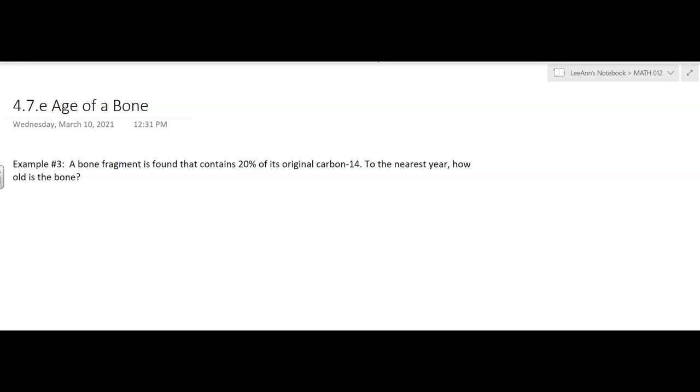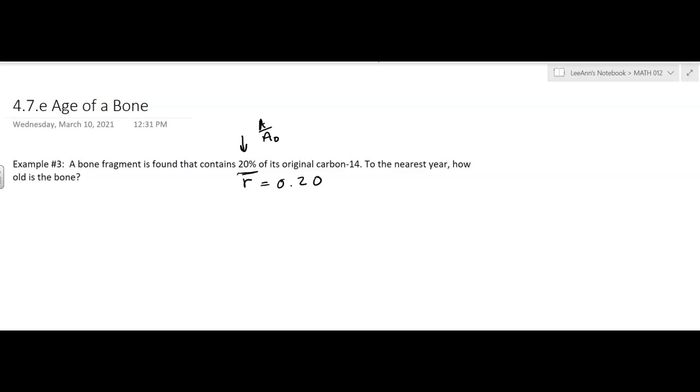So in example 3, it says a bone fragment is found that contains 20% of its original carbon-14. To the nearest year, how old is the bone? So now we're trying to figure out how old this bone is. This 20%, that has to do with that ratio A over A naught. So that's how much you have left. There, it had an original amount, and now there's only 20% of it left, okay? So this will be the R, and the R is going to be 0.20.